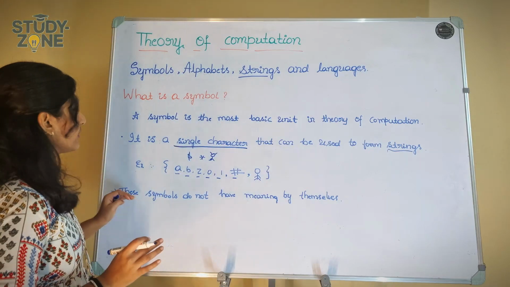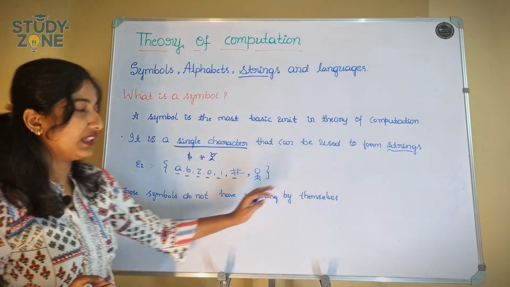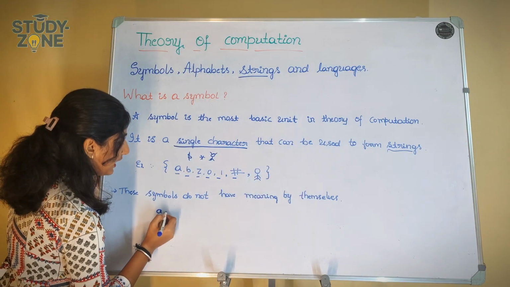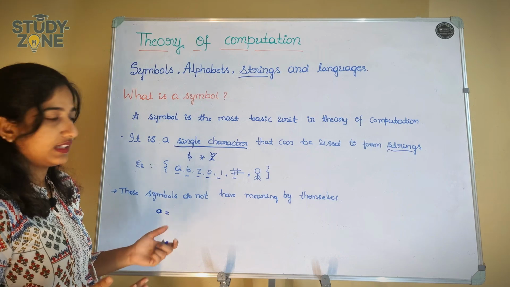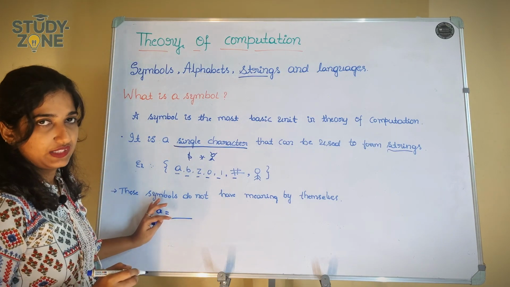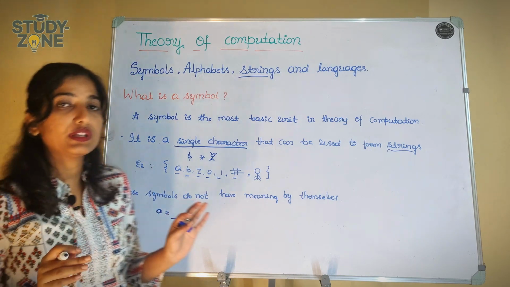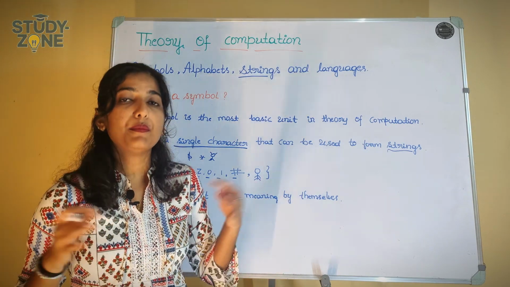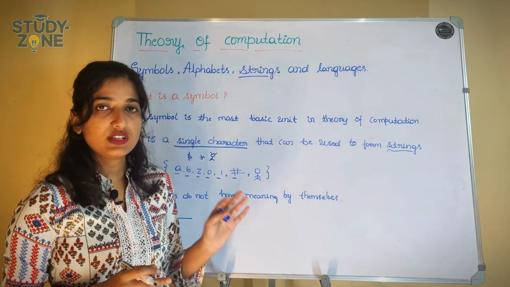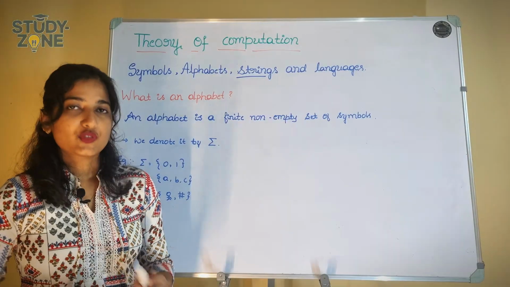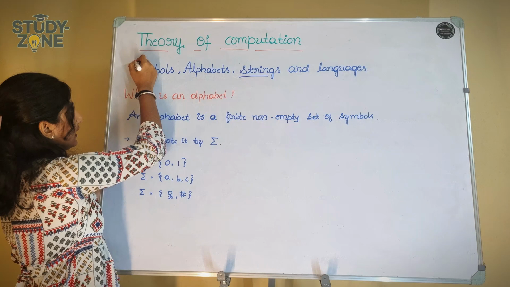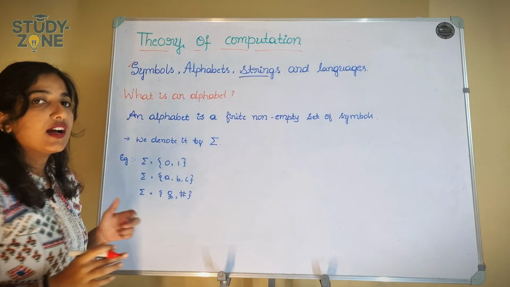These symbols do not have meaning by themselves. If we write A equals to something, and there is nothing here, then there will be no meaning for this, correct? So it has no meaning by themselves, but if they are combined or brought together, they have meaning. This is the basic thing about symbols. Okay, so we are done with symbols. Now we are going to the alphabets.